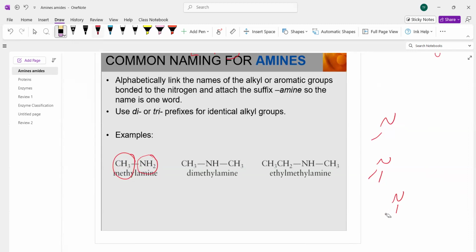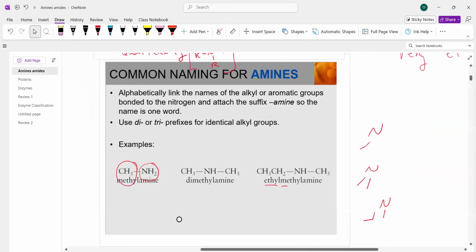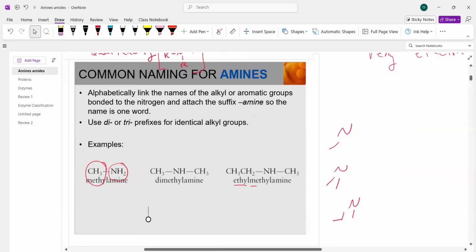One thing on OneNote I don't like, it sometimes doesn't allow you to do squiggly lines. And of course, we would alphabetize this. Ethyl comes before methyl. And that's the common name, not the IUPAC name. IUPAC name is different with amines.